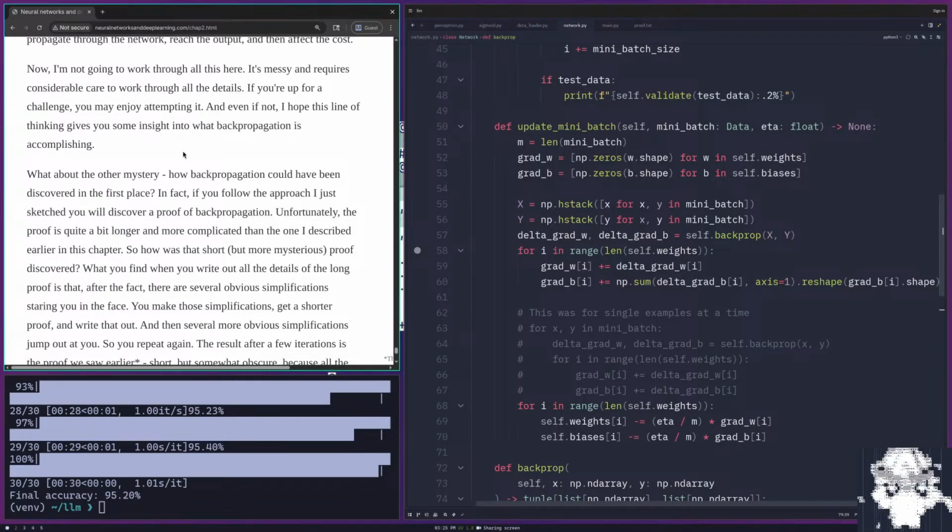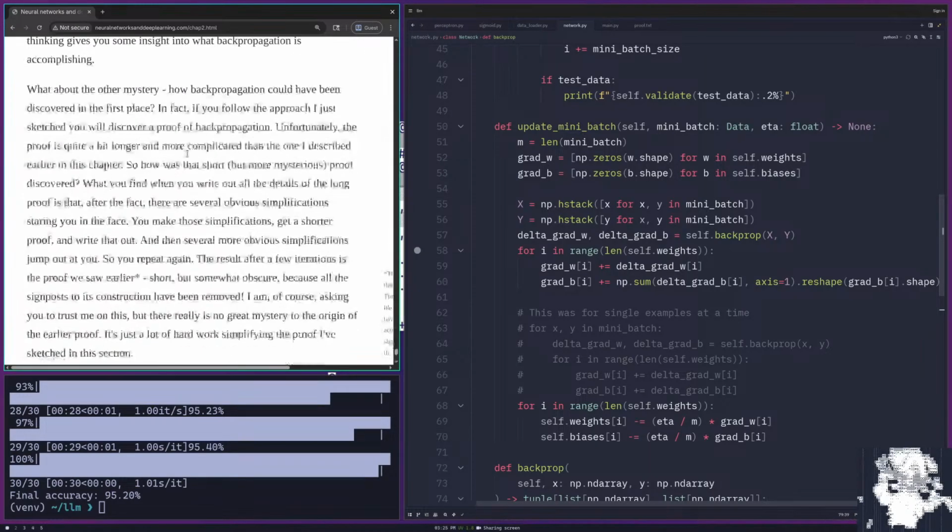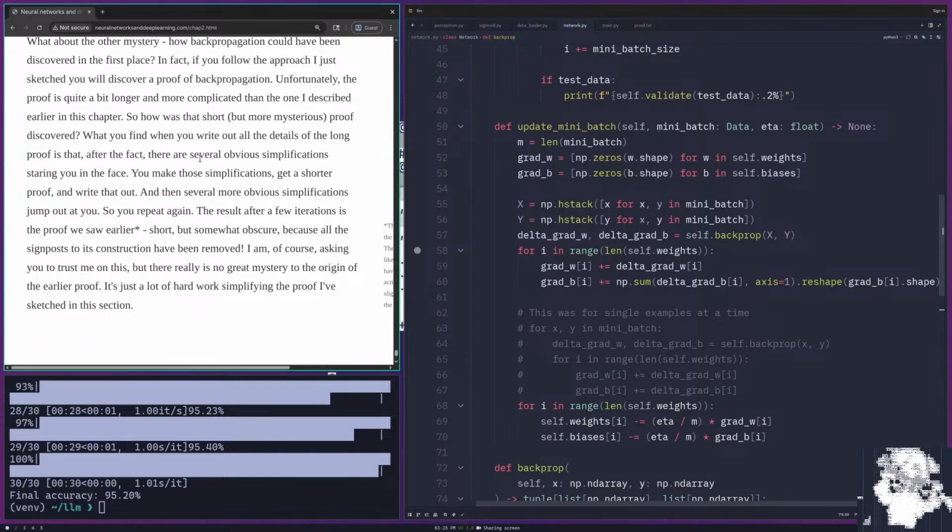You just try to figure out how to turn it into a matrix multiplication, and you would find what we found. What about the other mystery, how backpropagation could have been discovered in the first place? In fact, if you follow the approach I just sketched, you will discover a proof of backpropagation. Unfortunately, the proof is quite a bit longer and more complicated than the one I described earlier in this chapter.